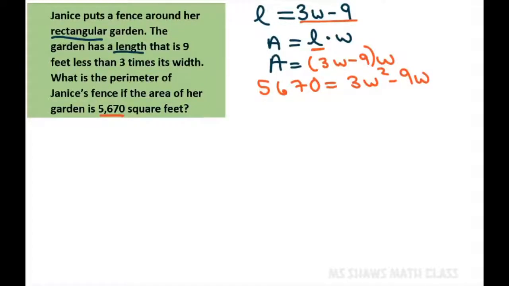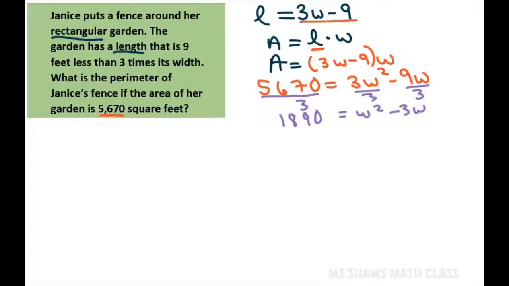And before I continue on, what I'm going to want to do is divide everything by 3. And when you do that, just dividing each piece by 3, you get 1890 equals w squared minus 3w. You could have done it earlier, or later, but I went ahead and did it now.